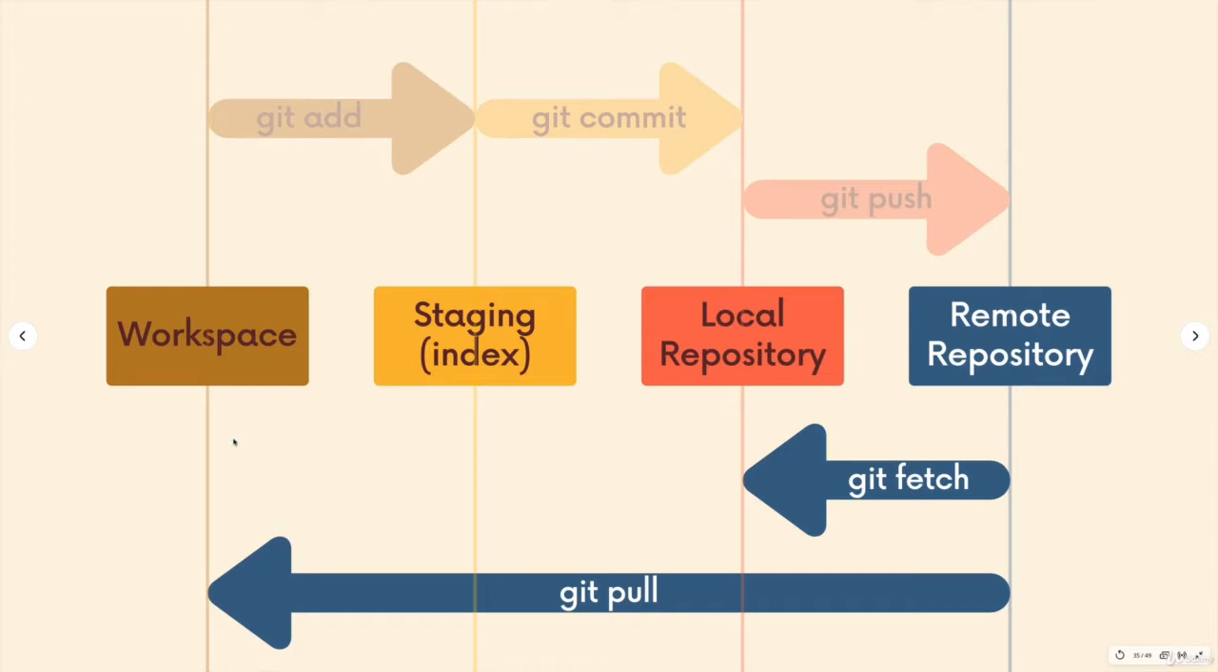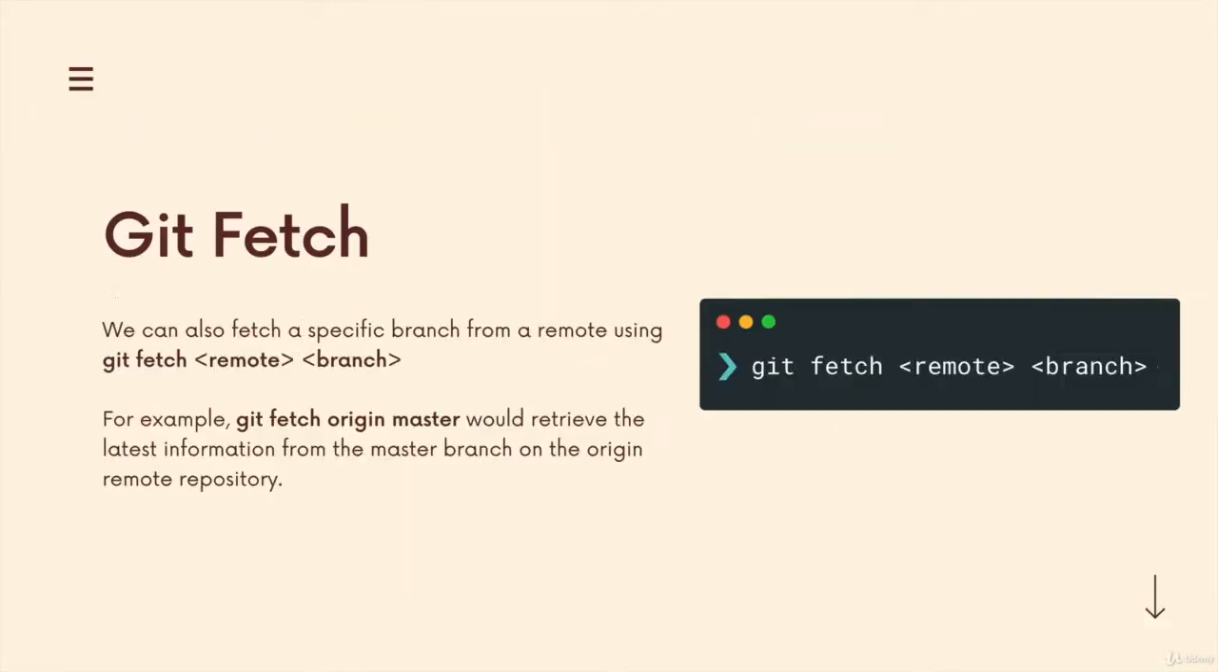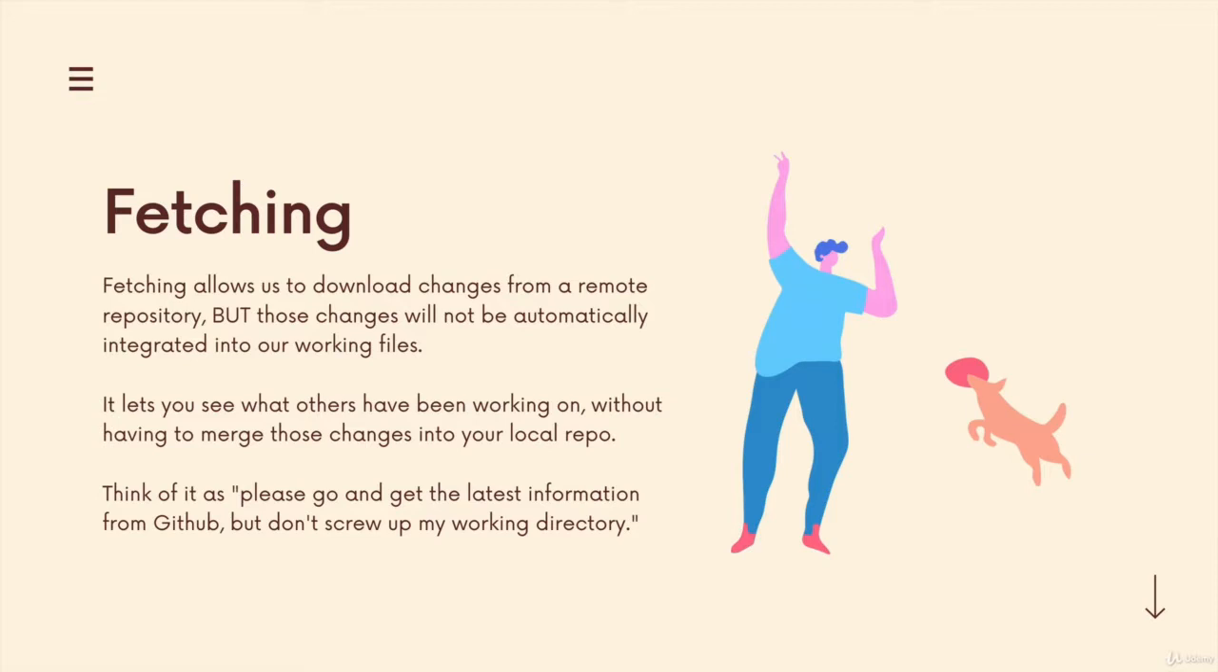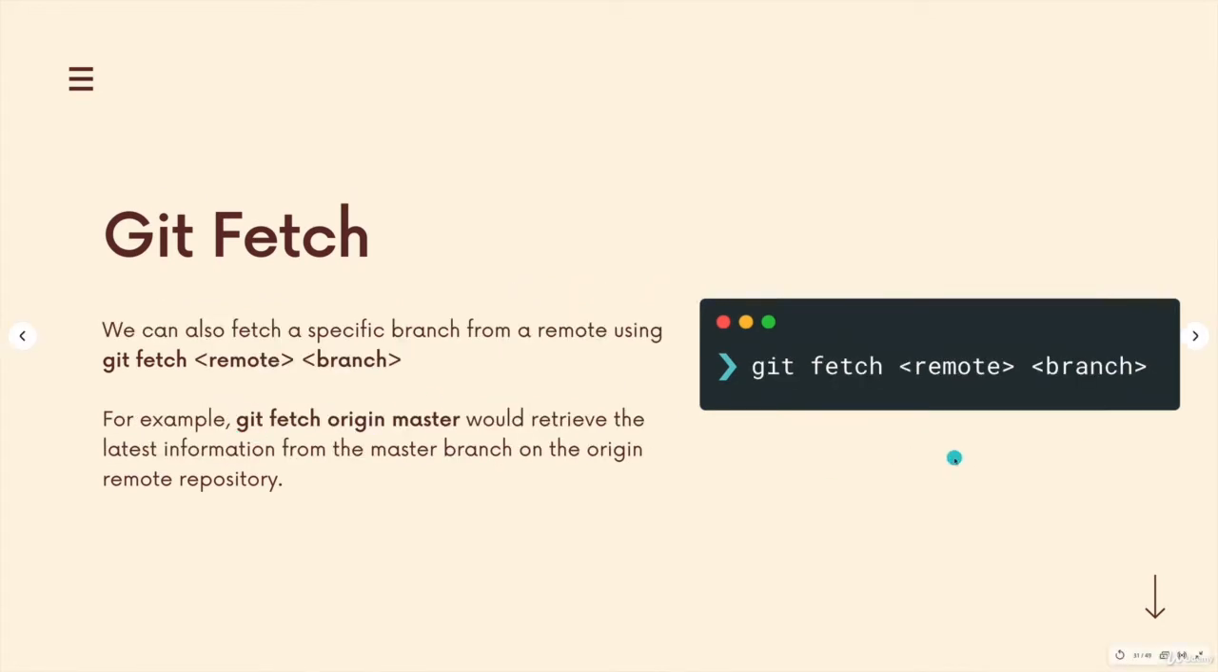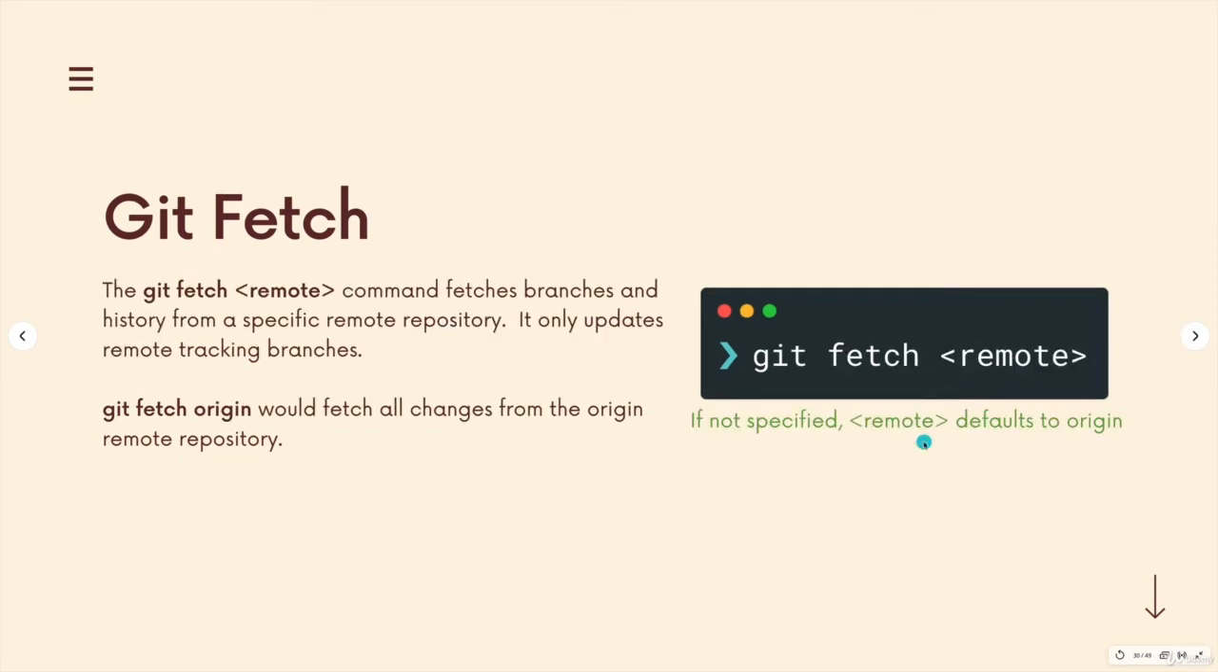So in the next video, I'm going to demonstrate this, but for now, the recap really, the main takeaway is that fetching allows us to get changes from some remote repo without actually integrating those changes into our working files. So we can go take a look, see what changed, what's new on Origin or on any other remote, and we could specify if we only want to fetch one branch from a given remote. Otherwise, it's going to fetch all branches. So in the next video, I'm going to demonstrate this.